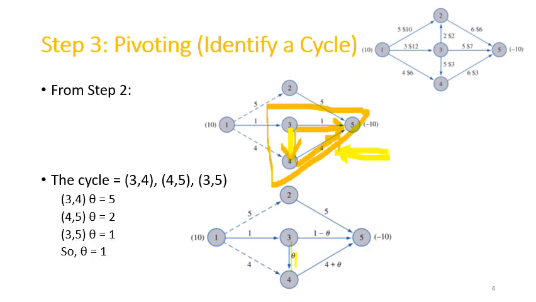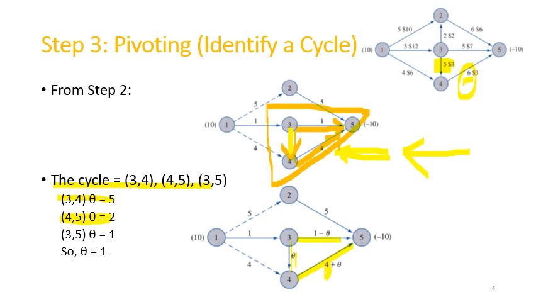From the arc 3 to 4, we can increase theta as much as 5. Why? Because in the current solution it is 0, but the maximum capacity of the arc from 3 to 4 equals 5. So theta equals 5 for the arc of 3 to 4. Check all the arcs in the cycle that we have. In the arc 4 to 5, currently the flow is 4. We can increase as much as up to 6 units of flow. So theta for the arc of 4 to 5 equals 2.